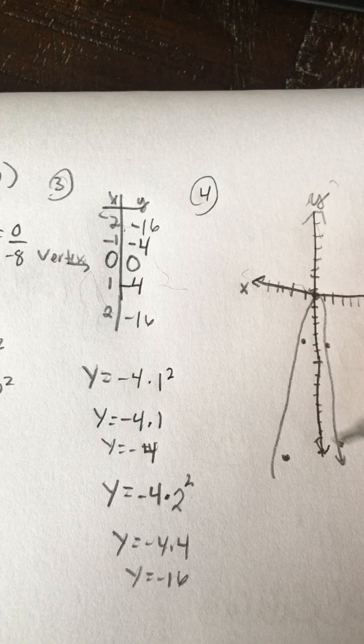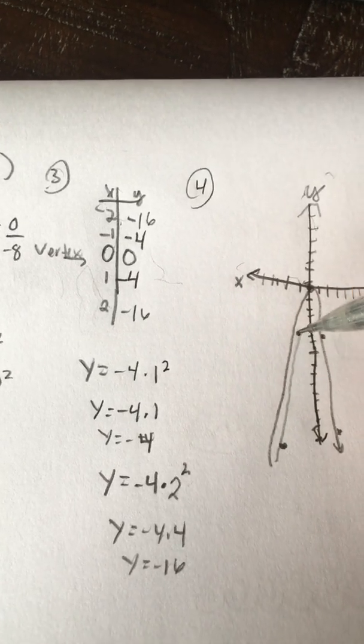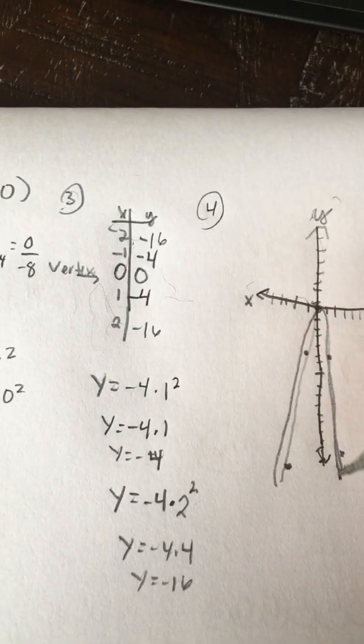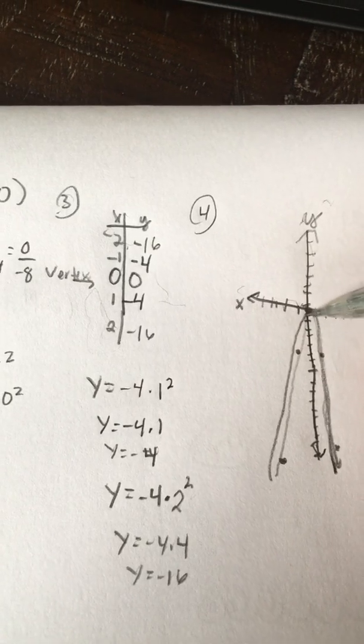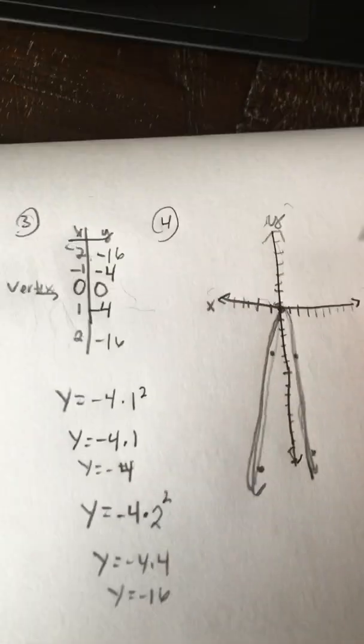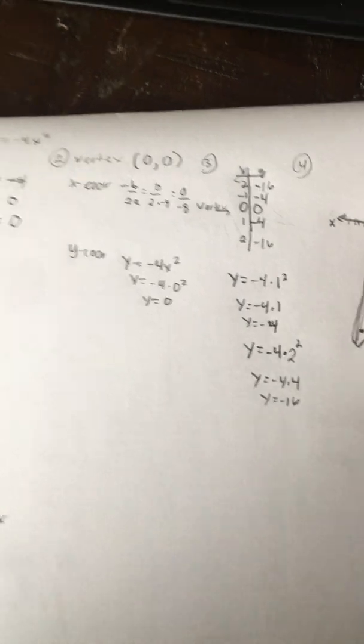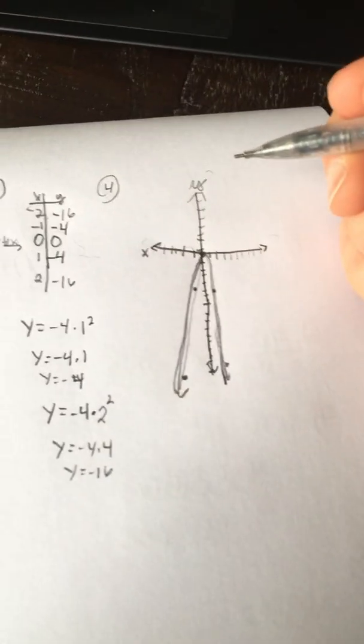The curve, our parabolas. This is a frown face because my a value is negative. All right, I hope that is clear. Rewatch if it's not. Bye, everyone.